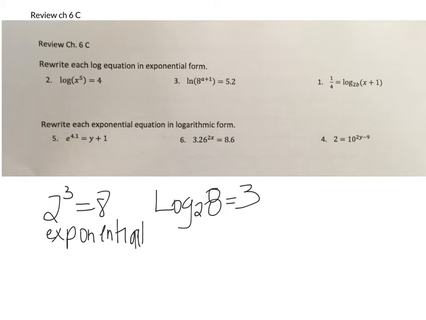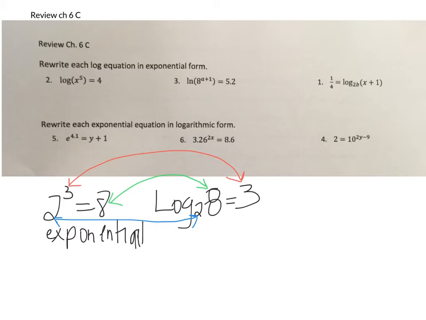So notice that my exponent goes to the other side of the equal sign, and my 2 is the base of the log. So the base of the log and the base of the exponent are interchanged, and then the 8 goes from equals to inside the log. So we're going to go back and forth between these. So use that as your guide.